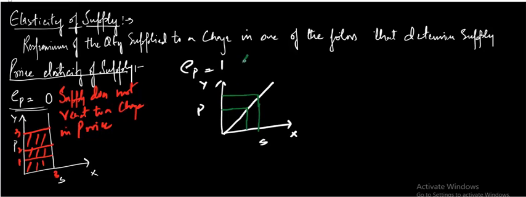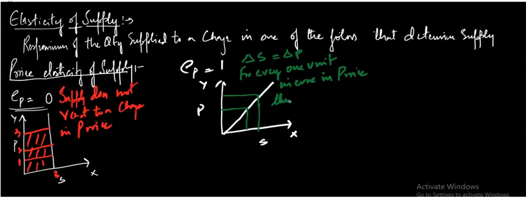So the change in supply is equal to the change in price, which means for every 1 unit increase in price, there is 1 unit increase in supply.